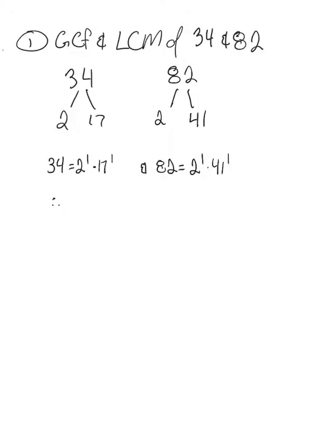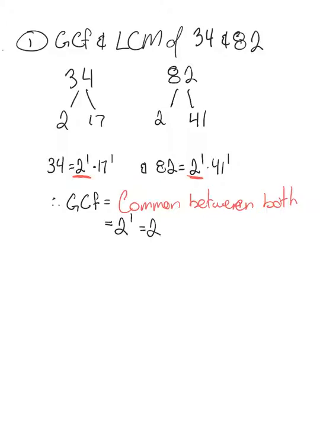So therefore, the GCF, the greatest common factor, will equal something that is common between both. And what's the only thing that's common between both? 2. 2 to the 1, which equals 2.